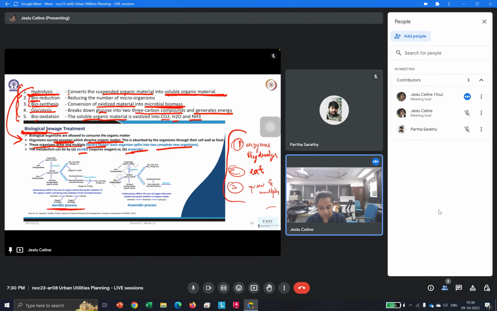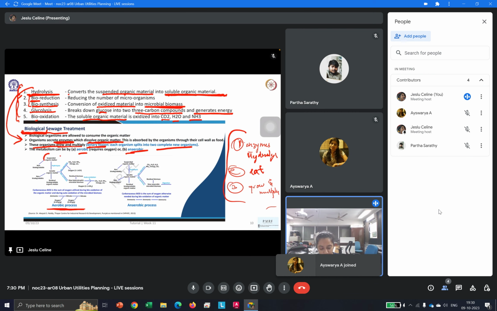In the aerobic process, we see again hydrolysis first, where suspended organic impurity, by virtue of hydrolysis, is converted into soluble organic matter. So hydrolysis is definitely there. Now there are two simultaneous processes happening: biosynthesis and bioreduction. Biosynthesis means it's multiplying, and bioreduction means you're reducing the number of organisms. So these two are happening in two different directions.